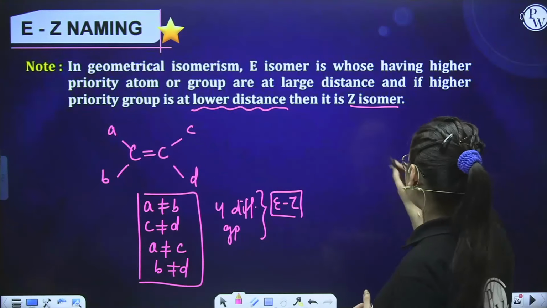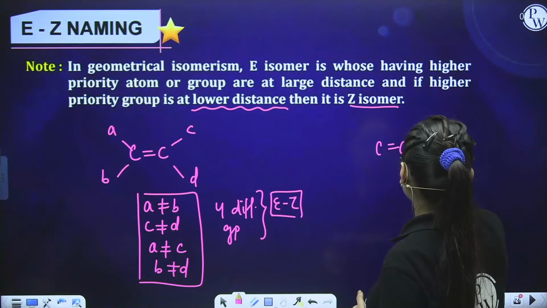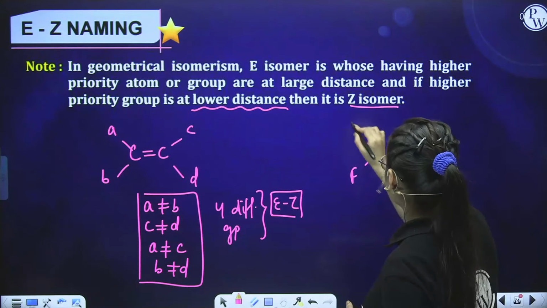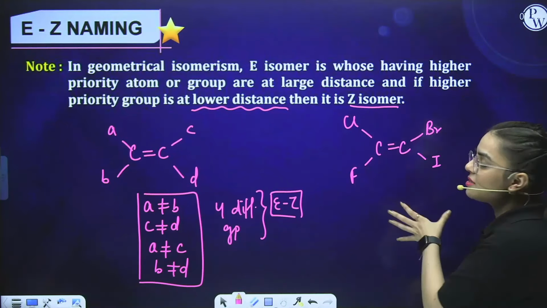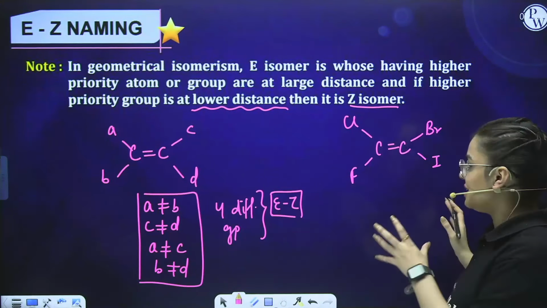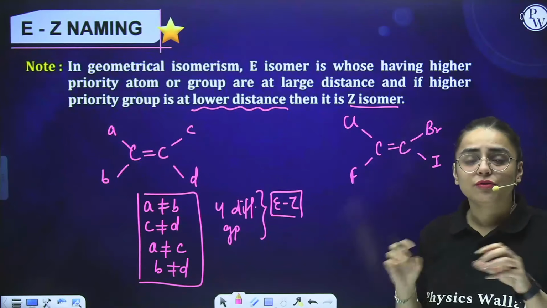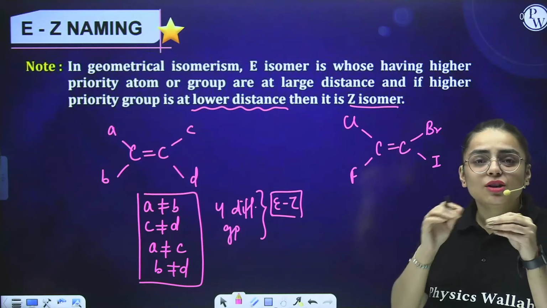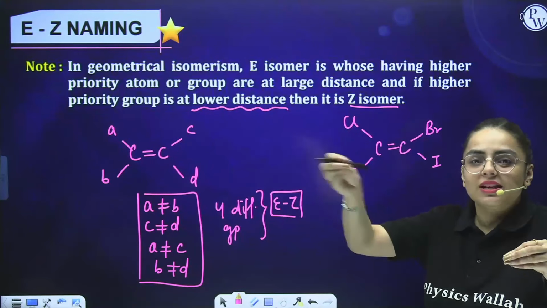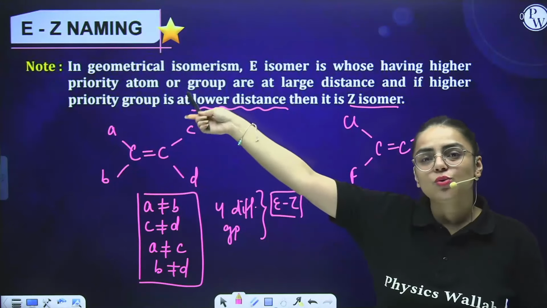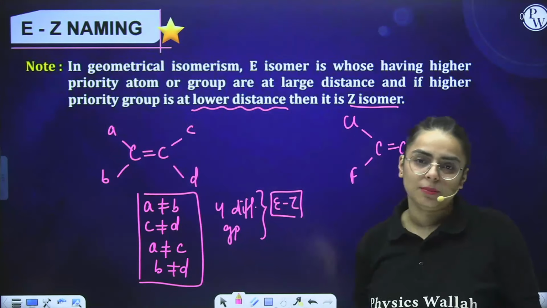For example, in this case, kindly tell me, is it a cis structure or a trans structure? You would say, I don't know, ma'am, because if I see this structure very clearly, all 4 of the groups are different. At least one group should be there with respect to which we can define cis and trans, but here all 4 groups are different. Hence, we require EZ naming, right, students?